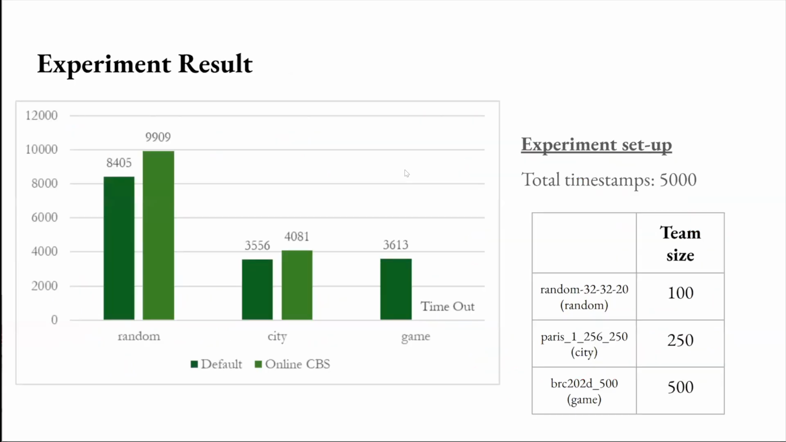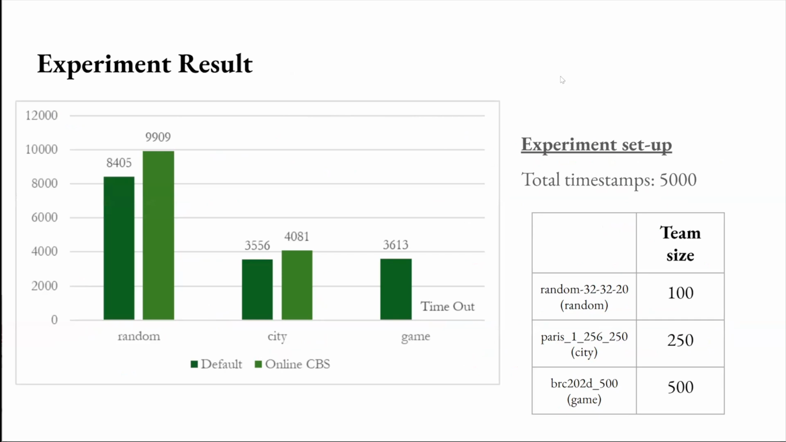So here is the result from the local experiment. Again, we test on these three maps, and again, it shows a better performance compared with the default PIBT algorithm. But unfortunately, for a larger map, for the game map, it experienced a timeout.